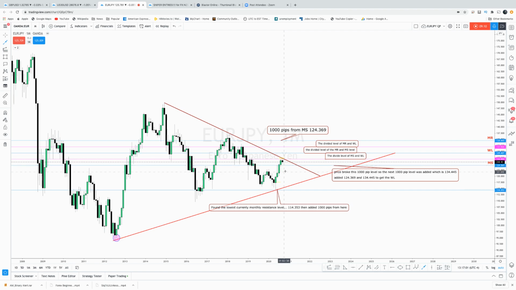Okay, so again, this 1,000 pip mark, 124.369, 1,000 pips from this one is 134.445. Then to find our 50% range of this, we're going to add the monthly support and the monthly resistance, and once we add it, we're going to get that number, and we're going to divide that by 2, and we're going to come up with 129.407.